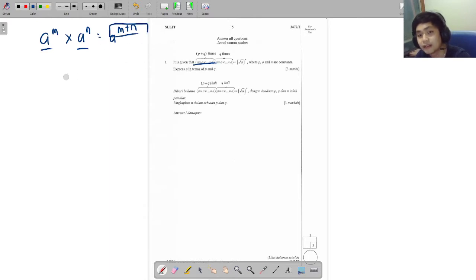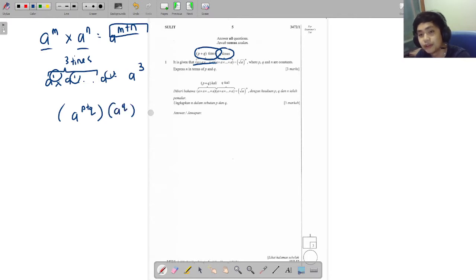However, if we multiply terms like a times a times a, right? If I said 3 times, intuitively we know that we can say it's a to the power of 3, because it's a power 1, a power 1, a power 1, so it's 1 plus 1 plus 1 according to the indices law. So if I said it as p plus q times, I can write it as a to the power of p plus q, and I can put a bracket there. And for this part they said q times, so I can write it as a to the power of q, equal to the square root of a to the power of n.